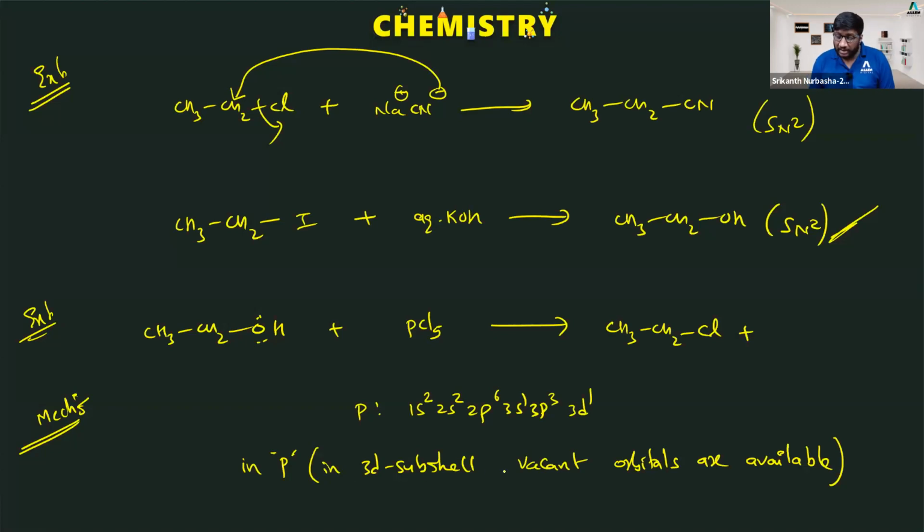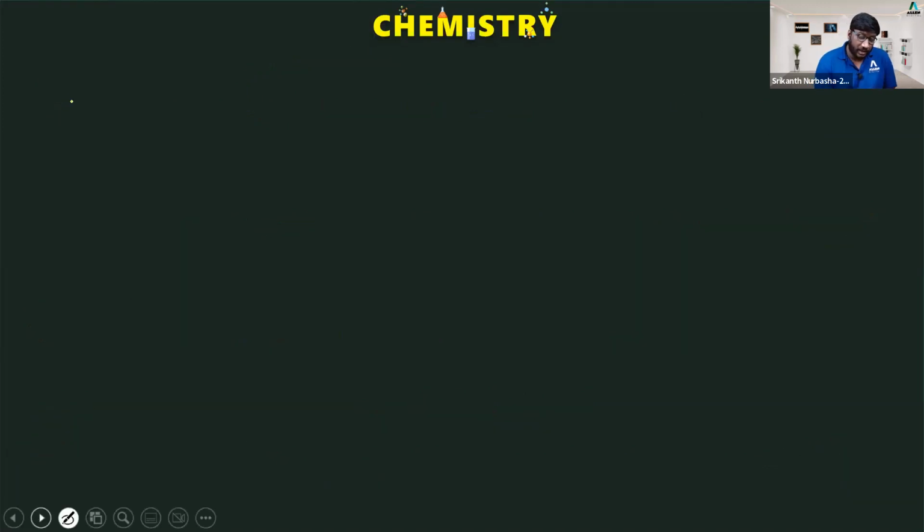In phosphorus, in the 3d subshell, vacant orbitals are available. Because of the presence of vacant orbitals, PCl5 can act as an electrophile. So let us look at the mechanism now.